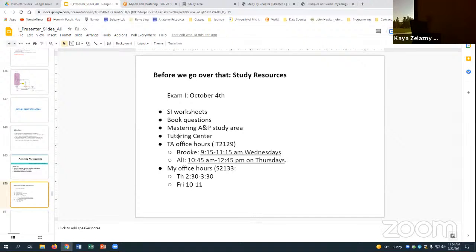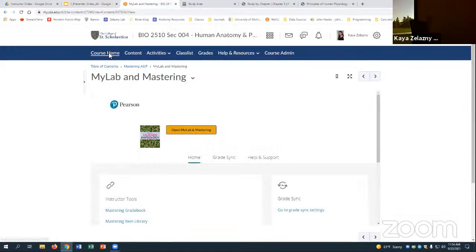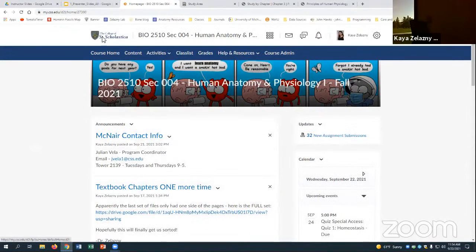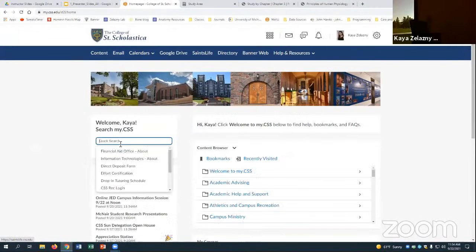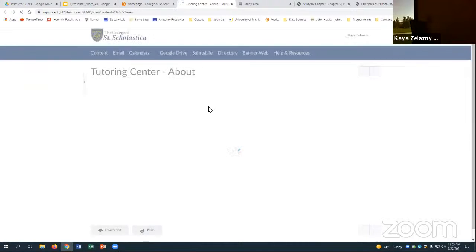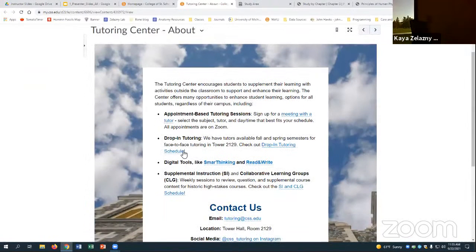Okay, and the final thing is the tutoring center. Just so you know where to find that, because I find that some people haven't used this before. So you can schedule to meet online or in person using this. If you go to the tutoring center website, you'll find a bunch of different information. So appointments, or we have drop-in tutoring. There's a schedule for that.